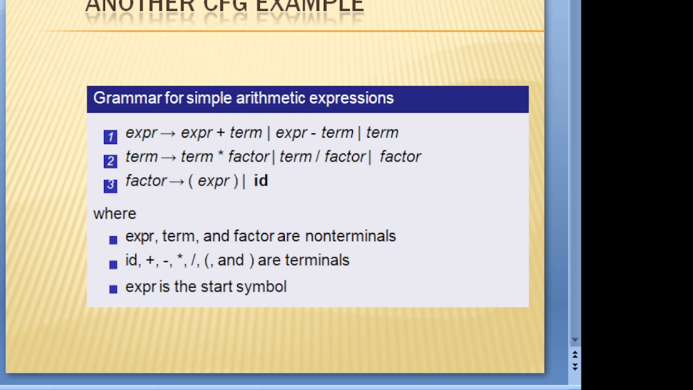Take this example of simple arithmetic operations using a CFG: expression implies expression plus term, or expression minus term, or term. Here term implies term star factor, or term divided by factor, or factor. A factor implies an expression in parentheses, or ID. Here expression, term and factor are non-terminals, and ID, plus, minus, star are terminals. Expression is the start symbol.